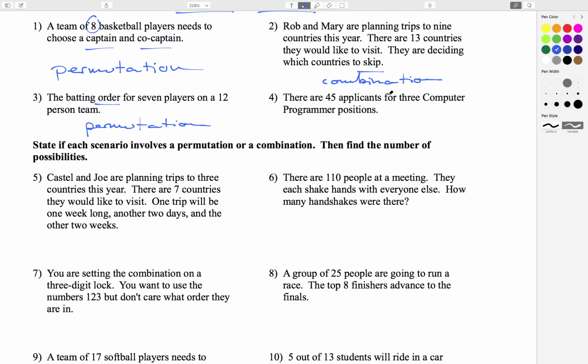There are 45 applicants for 3 computer programmer positions. 45 applicants for 3 positions. The positions are identical. Everybody will have the same job. So order does not matter, meaning that this is a combination.